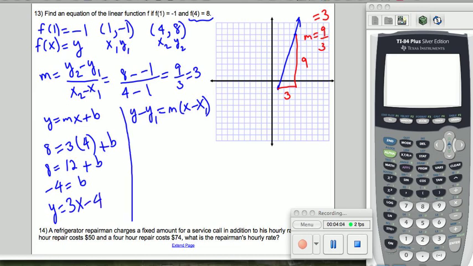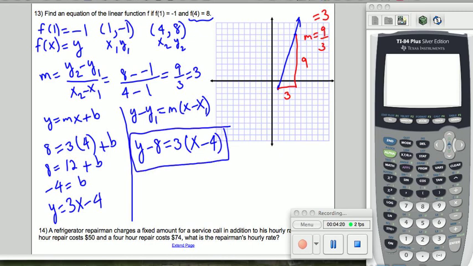To do it in point slope form, once again, it doesn't matter which point we pick. So y minus 8 equals m, which is 3, times x minus 4. And you're done. You could leave it in this form if they said point slope form. Or if they said to write it in slope intercept form, then we would distribute the 3, so we get 3x minus 12 equals y minus 8. Now add the 8 to both sides, and we get y equals 3x minus 4.